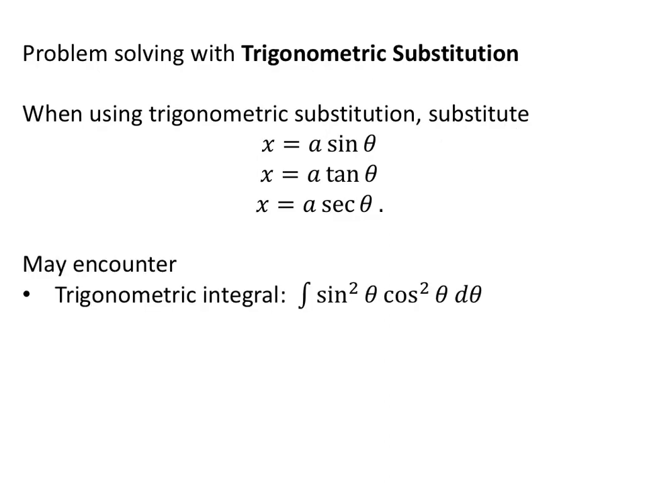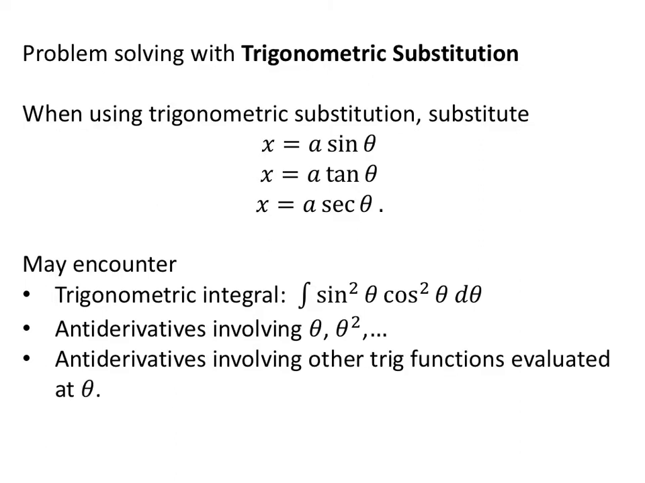When we do this, there are things that we might see along the way. For example, we might see a trig integral, which is an integral composed of powers of trigonometric functions. We might also see antiderivatives that involve theta, just theta, not a trig function of theta, but theta or theta squared or something like that. And finally, we might see antiderivatives that involve other trig functions evaluated at theta.